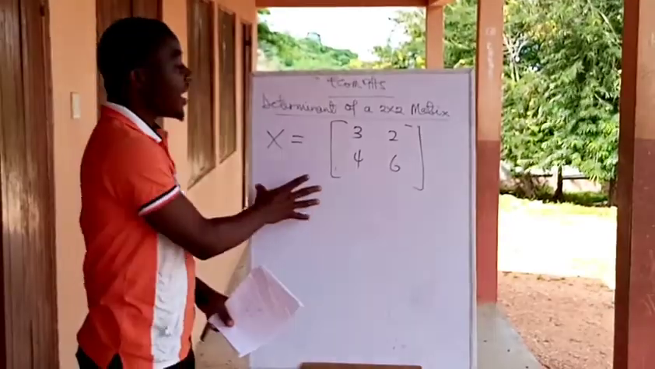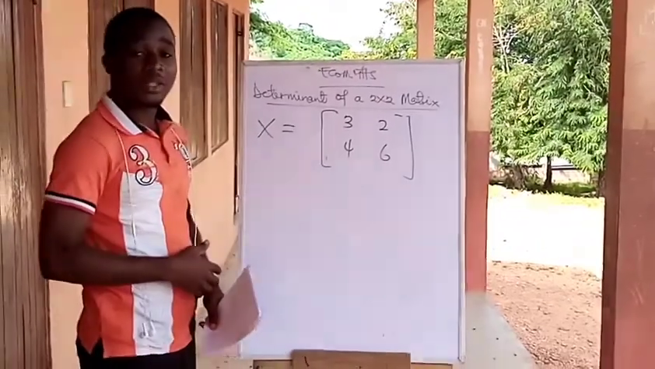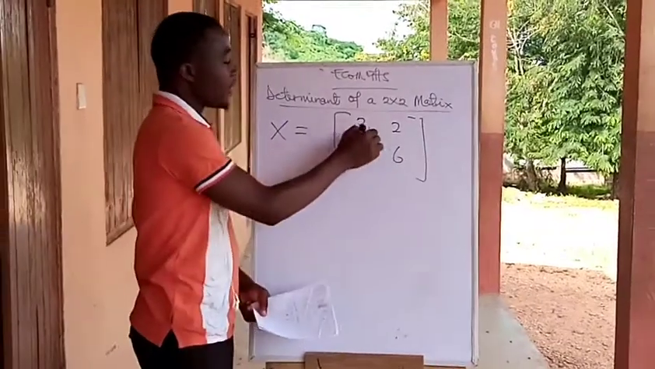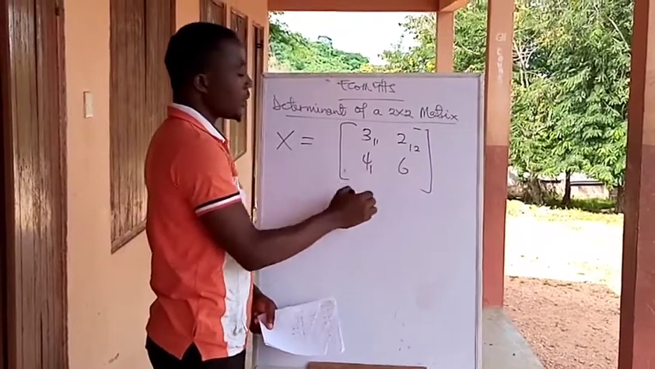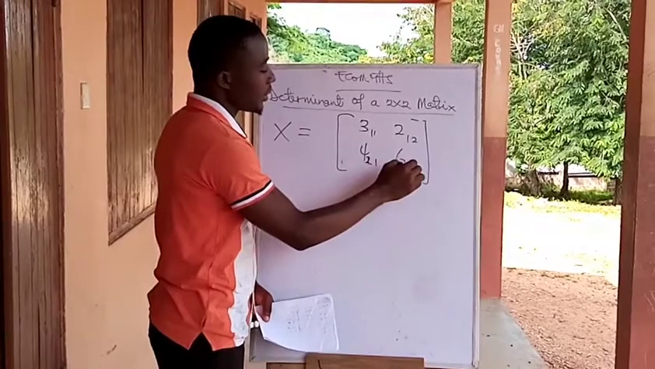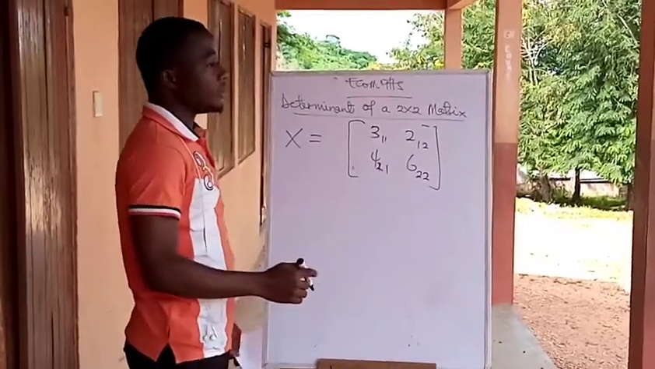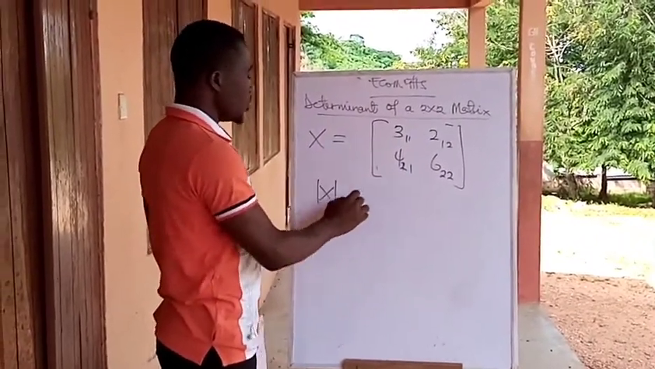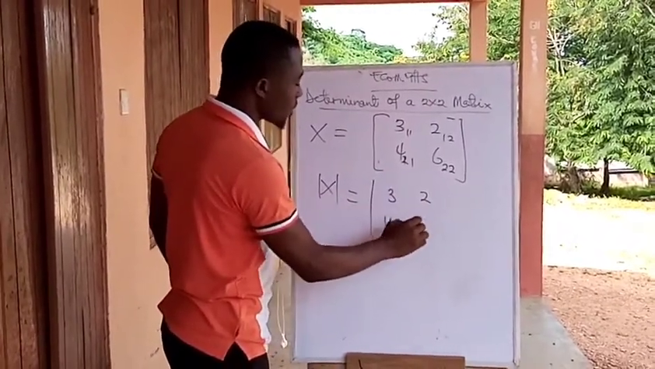Now we have been given this example, which is matrix S equal to 3, 2, 4, 6, and we are supposed to find its determinant. Remember that this is the first row, first column, first row, second column, second row, first column, and then second row, second column. To find the determinant of this matrix, we said you should multiply what is on the main diagonal. So the determinant of it, we add this sign to it: 4, 6.